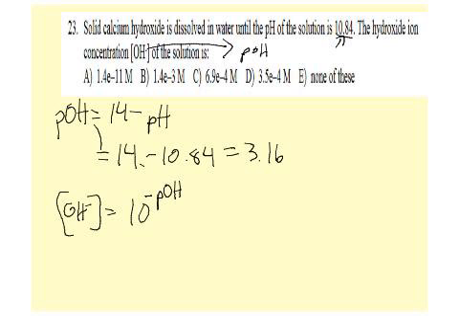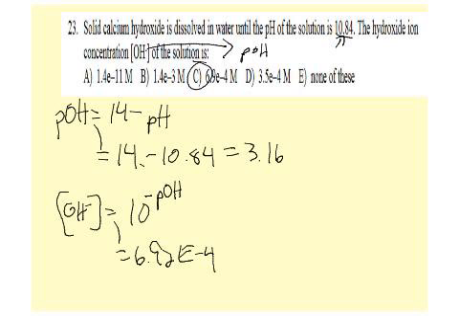So get out your calculator, and 10 to the negative 3.16, second log negative 3.16, is 6.92 e negative 4. Good.